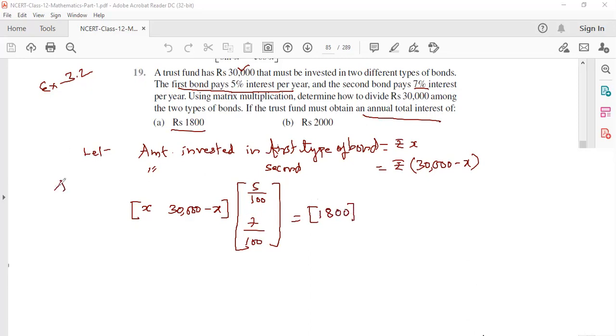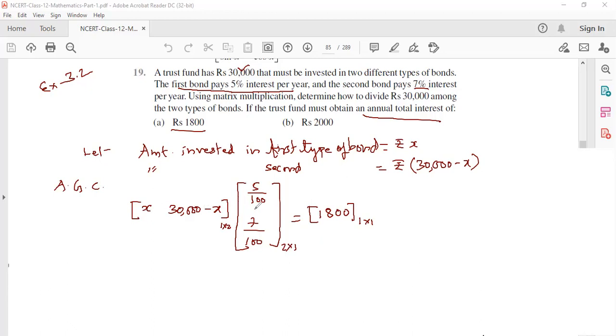This is according to the given condition. Why are we taking this? This has one row and two columns. It has two rows and one column. So here we will get one by one. So that's why the first will be a row matrix, the second will be a column matrix. Now multiply and equate them. You will get the value of X.